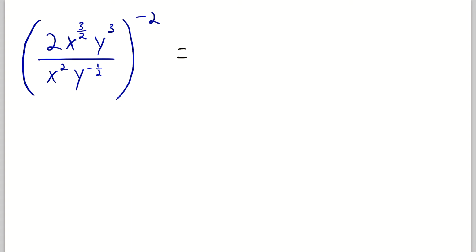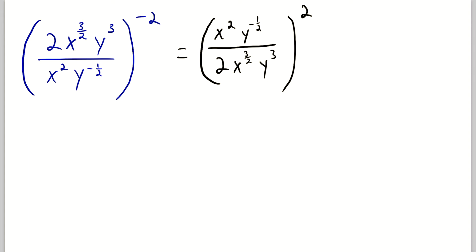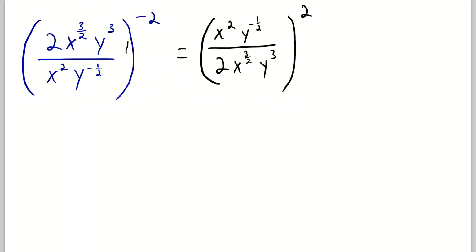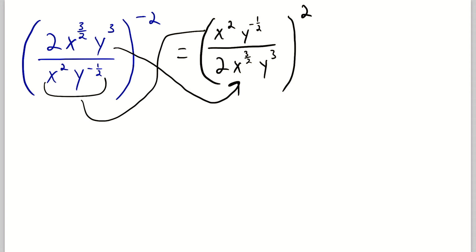So we can rewrite this expression as x squared multiplied by y to the -1/2 power divided by 2 times x to the power of 3 over 2 multiplied by y cubed, and all of this is squared. So all you have to do to get rid of that negative exponent is take the reciprocal of the fraction and raise that to the power of +2. That's all we did, was flip this fraction around, so the numerator is now in the denominator, and the denominator is now in the numerator.